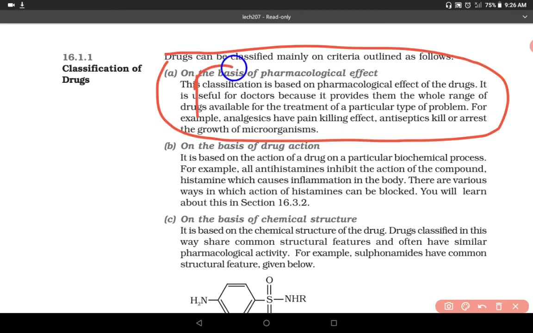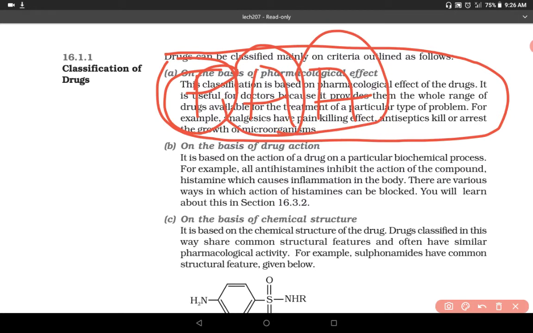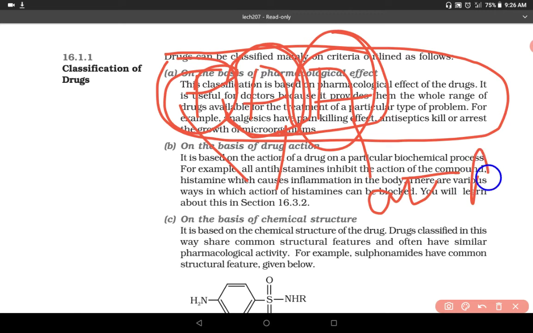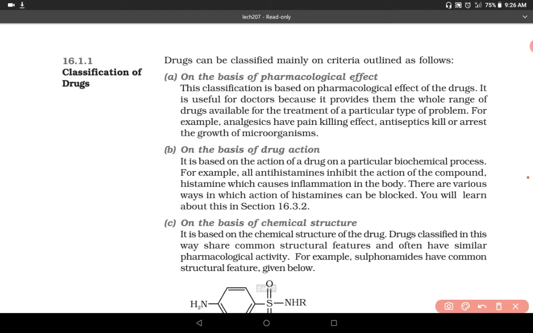Don't remember all of this, remember only this much. It's efficient. Pa. What is pharmacological effect? It is a wide range of drugs used by doctors to treat some kind of problem. What are the problems? Some examples have to be given: antiseptics and analgesics. Analgesics are used for pain killing, but antiseptics are used against the attack of microorganisms. Don't remember the whole sentence, remember this word only.